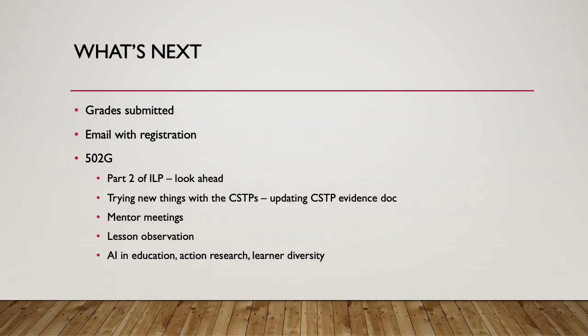Once you finish this week, I'm sure you're like, oh my gosh, what happens next? Take some time. Well, you probably start school soon. Once grades are submitted, you'll receive an email with registration for the next class, which is 502G. 502G is a 12-week class. It starts in September. You'll be completing part 2 of the ILP. You've got the document. Have a look ahead. See what's going to happen.